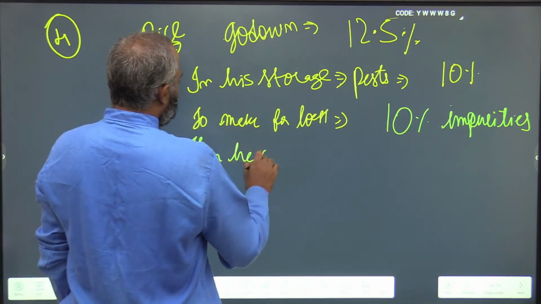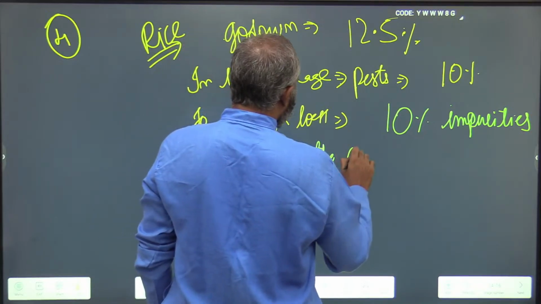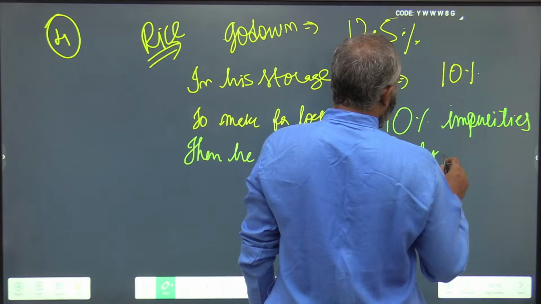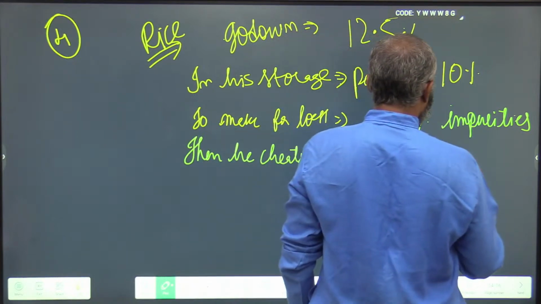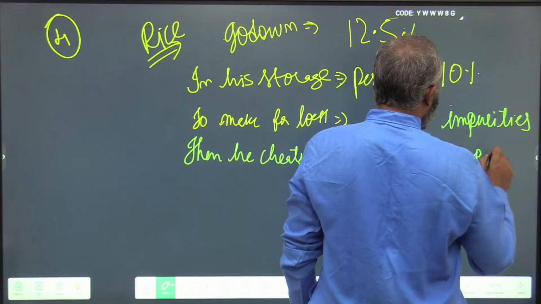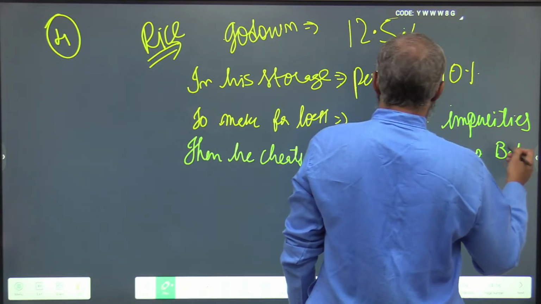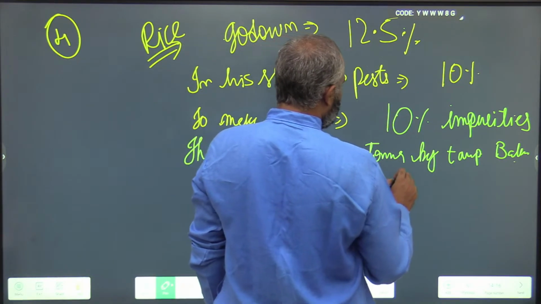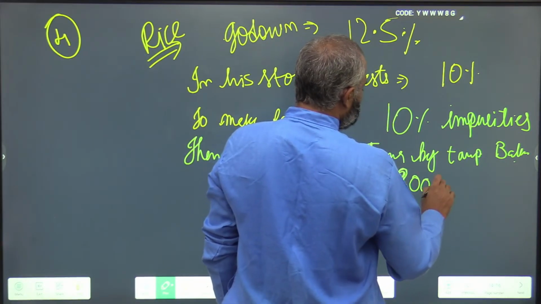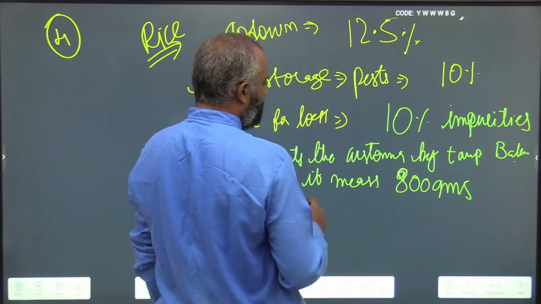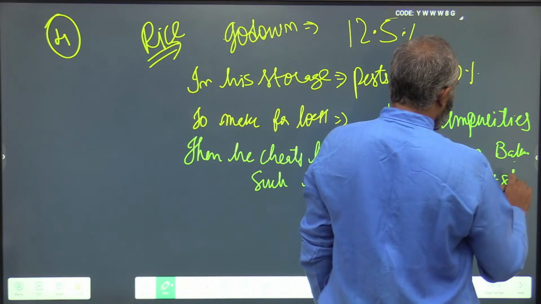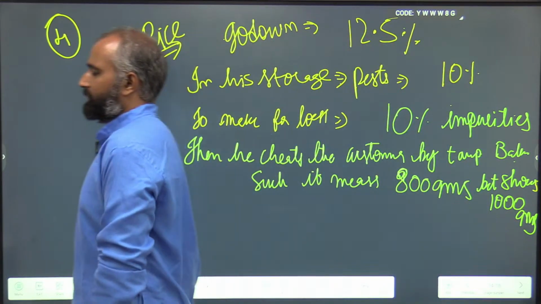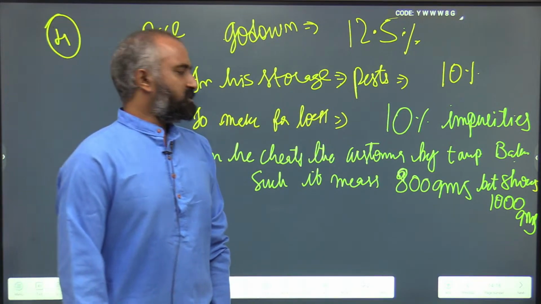And then he cheats the customer by tampering the balance, such that it measures 800 grams but shows 1000 grams.